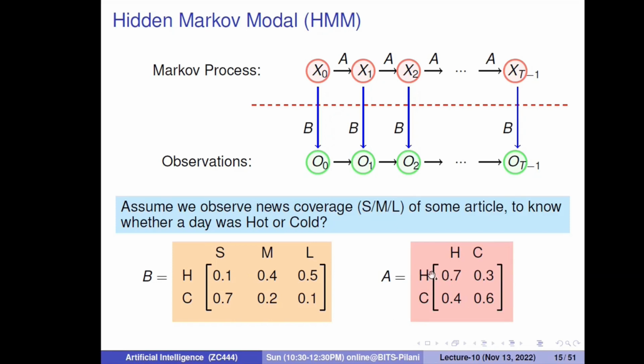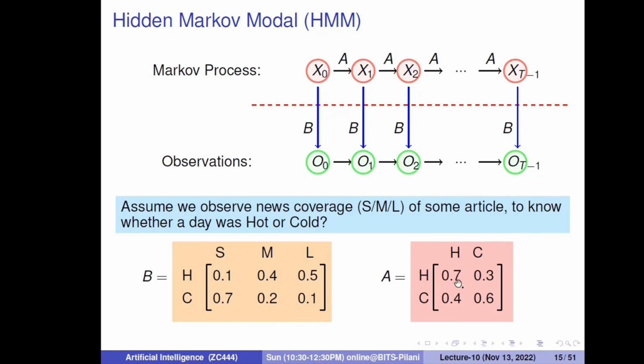And this is another matrix. If there is a hot day, the probability that the next day is going to be hot is 0.7. If it is a hot day, next day is cold, its probability is 0.3, because you know that after a hot day the next day is also going to be hot, it is difficult to get cold. Cold day, next day is going to be hot, probability is 0.4. Cold day, next day is cold, probability is 0.6. So this is what I have.